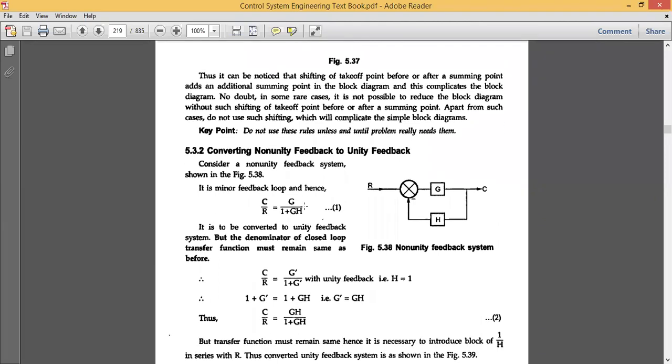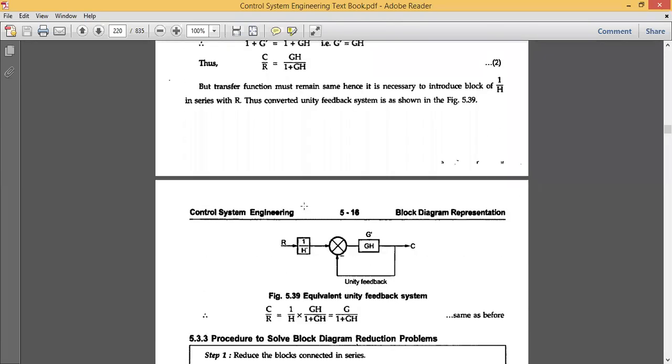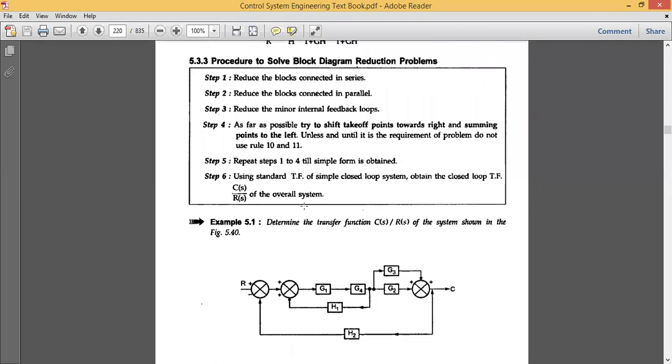I have taken only one problem in my previous lecture, so we'll try to solve more problems. In my previous class I went through the procedure to solve block diagram reduction problems. There were a total of 6 rules. One is blocks connected in series, and blocks connected in parallel. If you have any minor feedback, they have mentioned it as a minor internal feedback, not external. So if you have any internal feedback, try to reduce that.